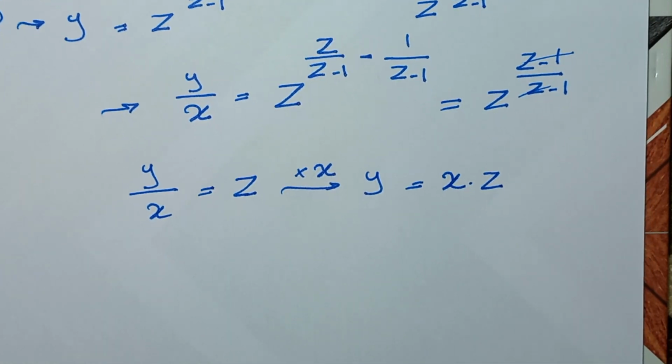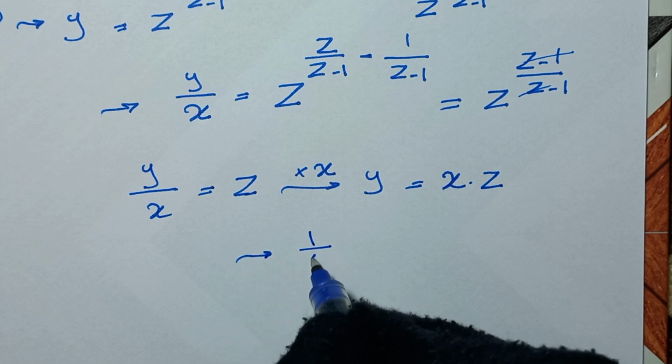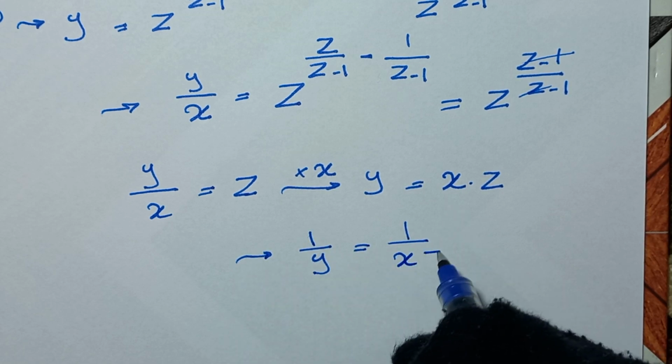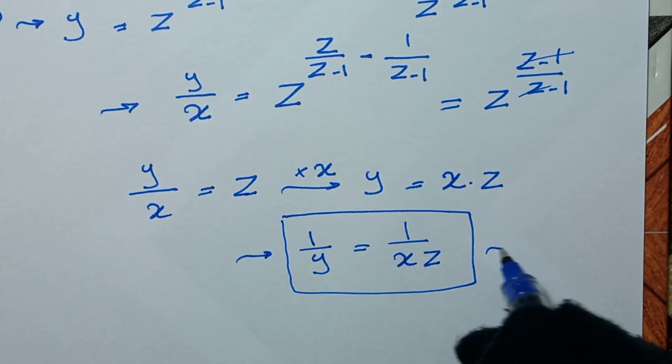And in the next step, we take the reciprocal of both sides of the equation. So, 1 over y is equal to 1 over x times z, right? And we let this be equation 4.